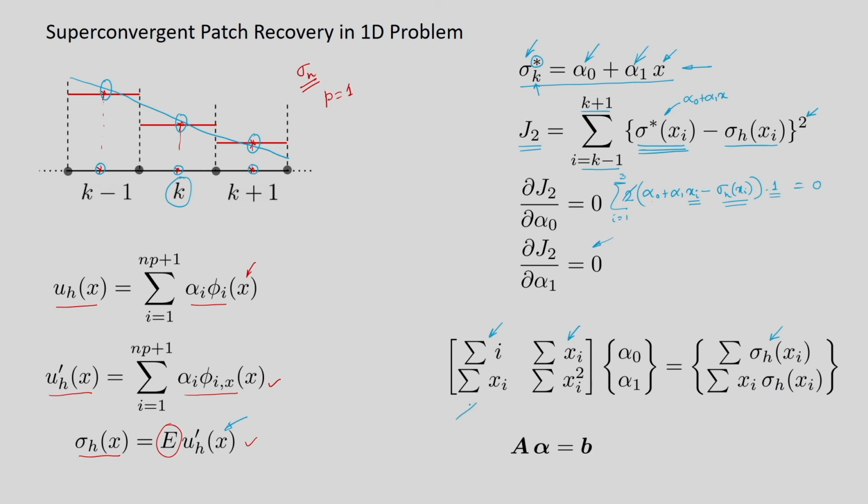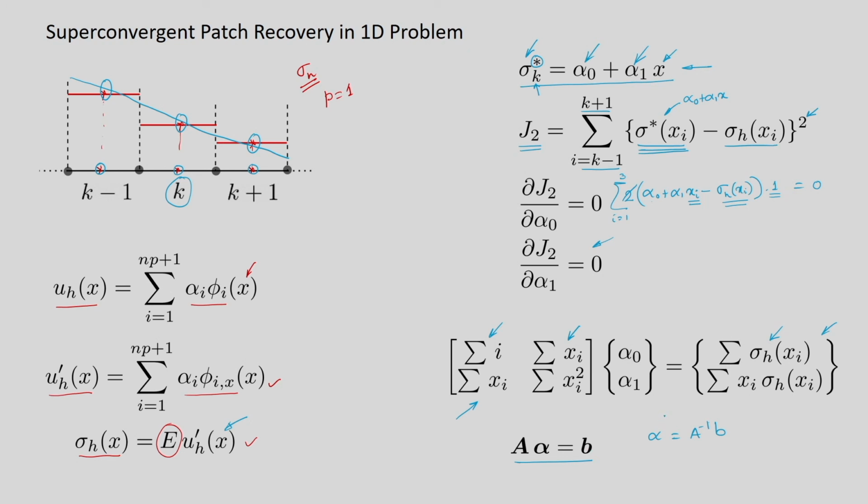Now, this matrix, if you see, is known because xi's are basically the coordinates of the super convergent points. So, we can get the matrix, and here on the right are the stress values at the corresponding super convergent points. So, the right hand side is also known. This has been written as A alpha is equal to B. So, we can invert and get alpha as A inverse B, because these points are discrete points. So, we can in fact invert A.